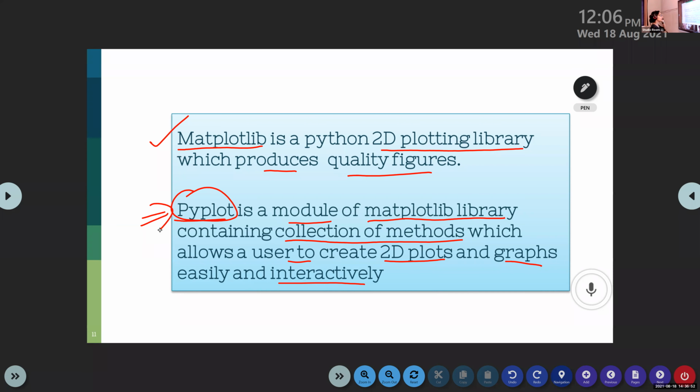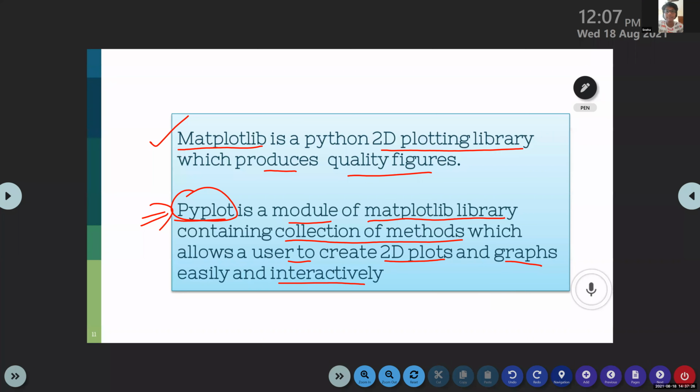What is the purpose of Matplotlib? It is a whole package which has been included in Python, which is used for constructing 2D plotting, which produces quality figures, isn't it? Is that clear?